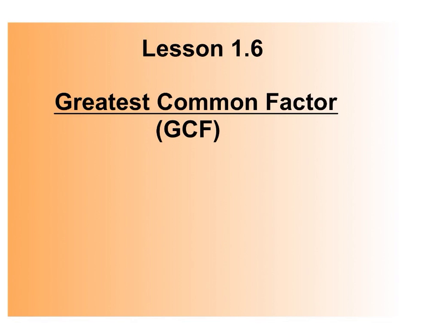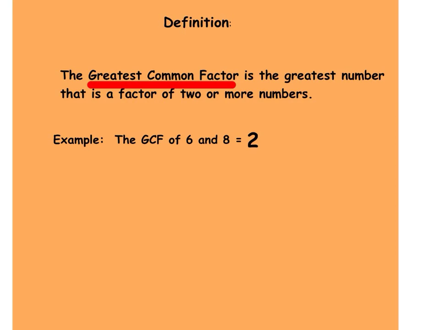Finding the greatest common factor. The greatest common factor is the largest number that's a factor of two or more numbers.